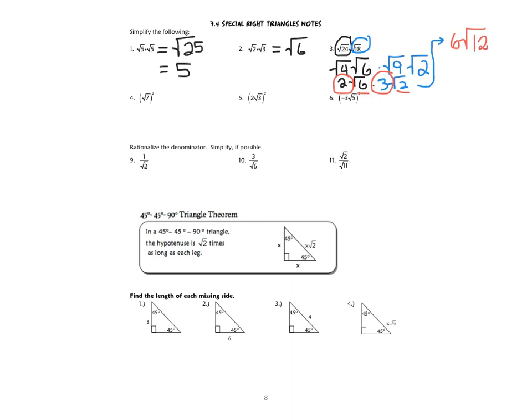Notice square root of 12 can be simplified further. So there's a perfect square of 4 in there. So I could write that as 6 times the square root of 4 times the square root of 3. Square root of 4 is a weird way to write the number 2. So I have 6 times 2 is 12, and then square roots of 3.